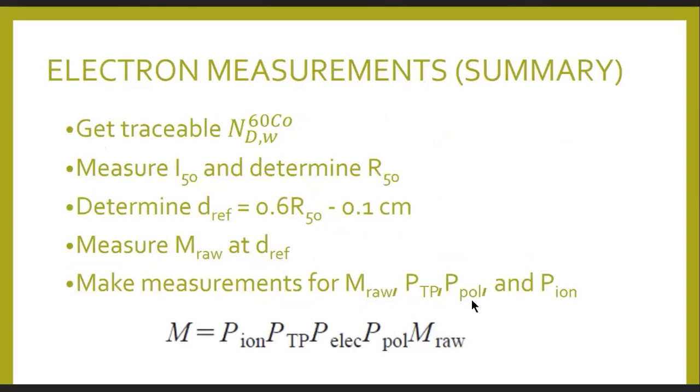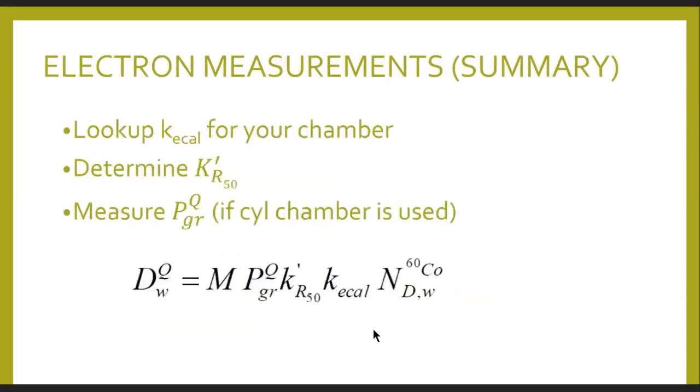In case of electrons, similarly, by default, we have a calibration factor for the chamber used in calibration. We measure the percent ionization depth curve and determine R50. We shift the curve. We get the reference depth. We do the measurement at the reference depth, and we correct that measurement. From the type of chamber used, we can get K cal, and from R50 we can get KR50 prime, and we measure the gradient correction factor in case of using a cylindrical chamber, and then we can calculate the absorbed dose.